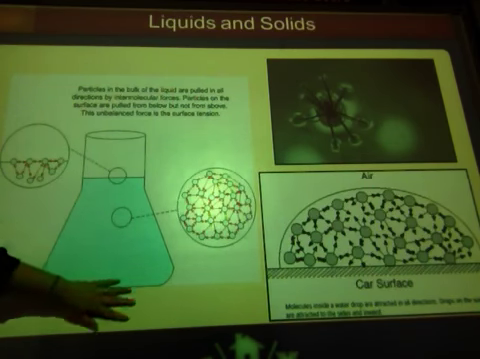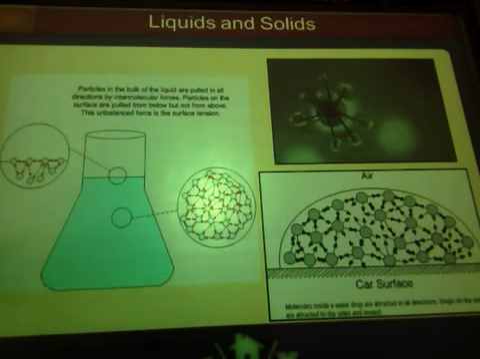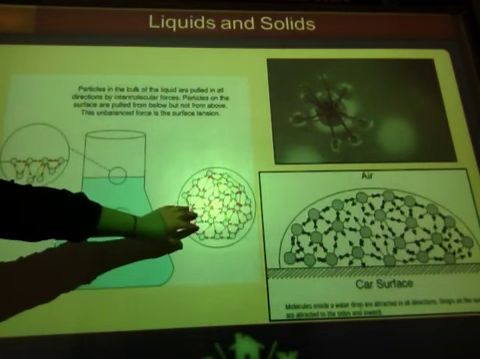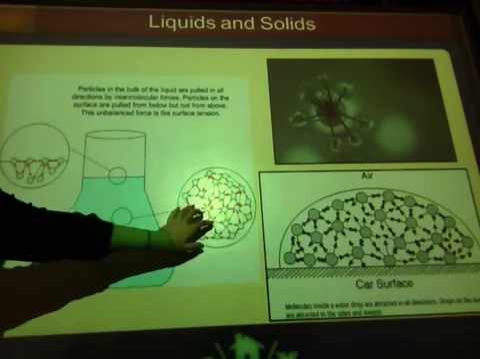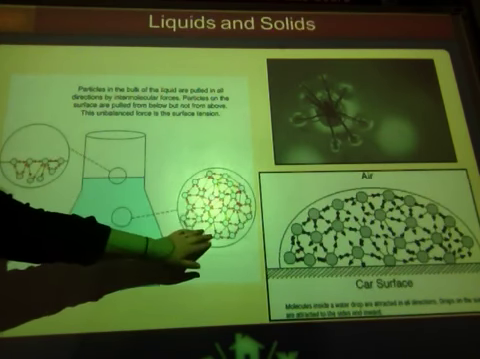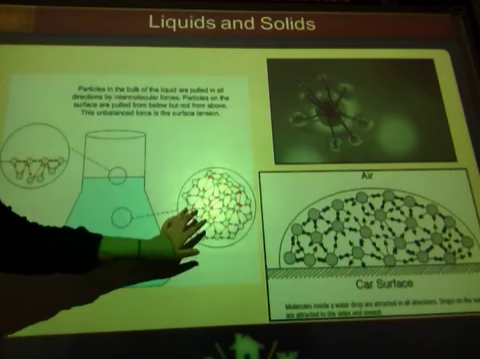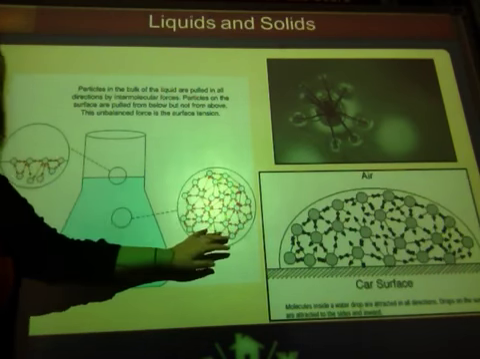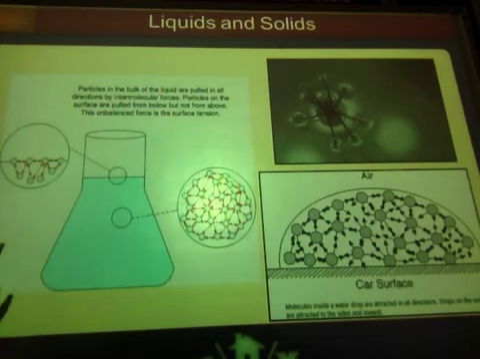Here's what I see. Let's just say I have a flask of water here. Here's what I see in the middle. All of these water molecules can have attractions from above, from below, or from the sides. So they can be attracted in all of these different directions because they're surrounded by water molecules from all directions.